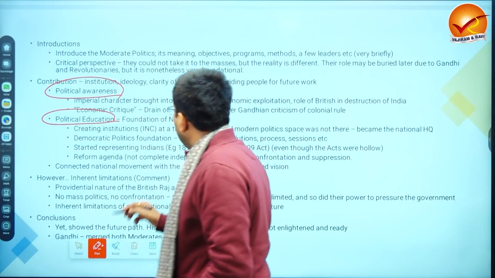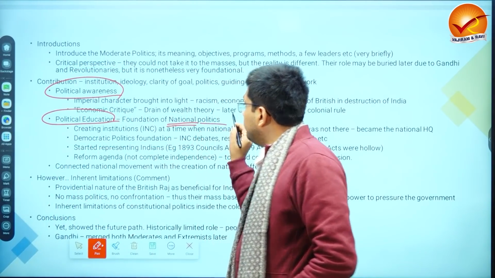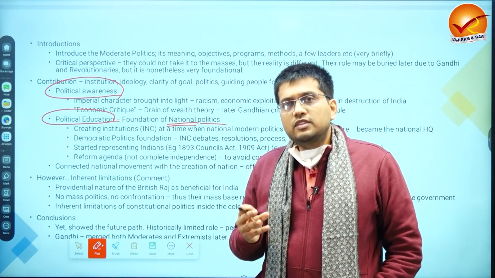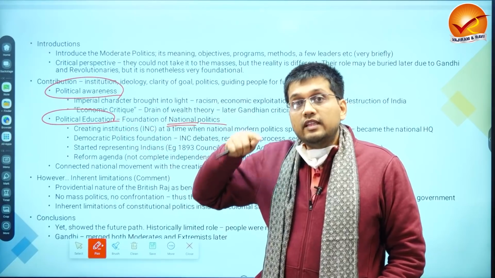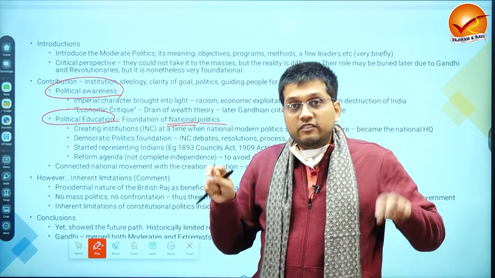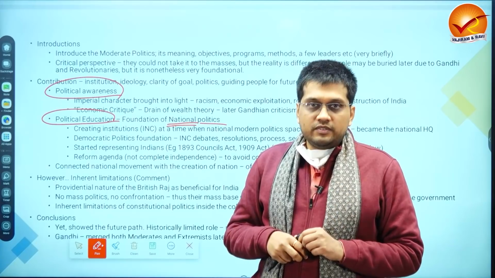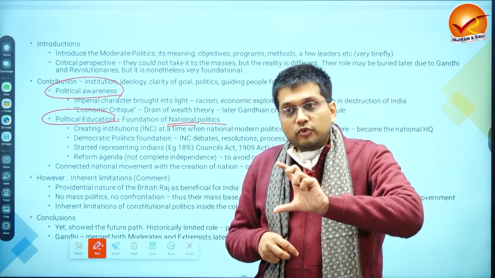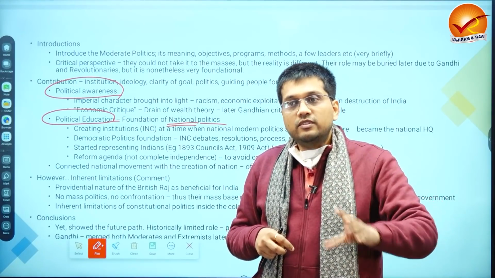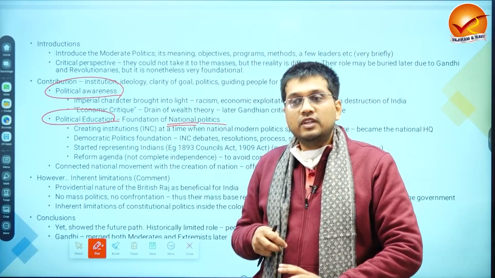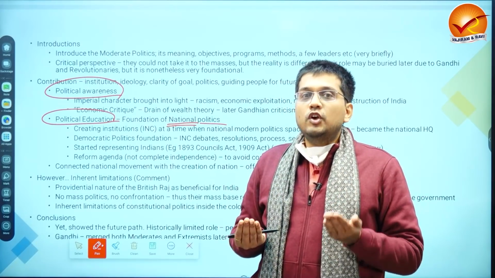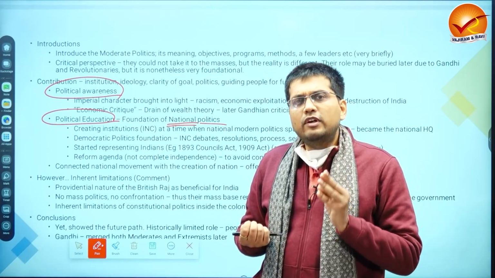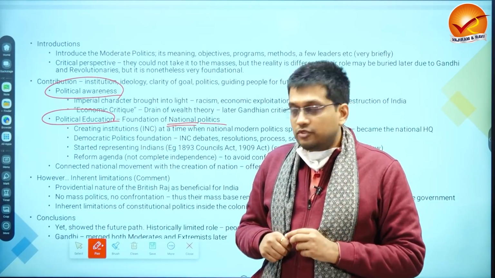The second category is political education. So it was the foundation of national politics. It's a major thing. So far the politics had been provincial, regional, local. They created the national headquarter or the institution for national politics, that is Indian National Congress. And through that institution and through its processes like sessions, resolutions, debates, voting, elections, they inculcated the culture of democratic politics in Indian masses. It's a huge contribution. It's a very slow and laborious process, but a huge contribution.